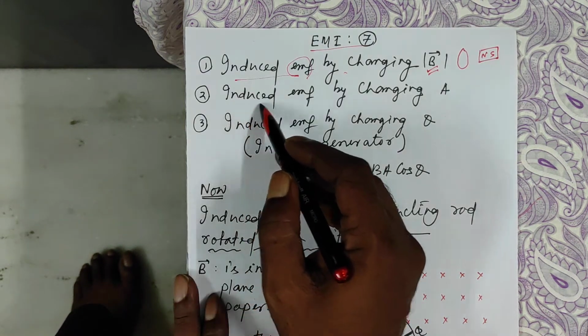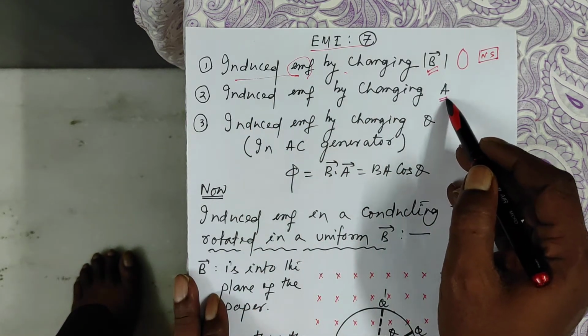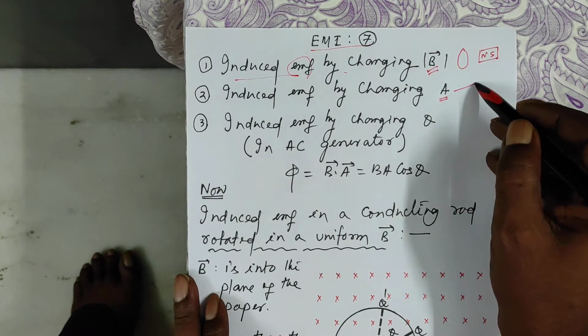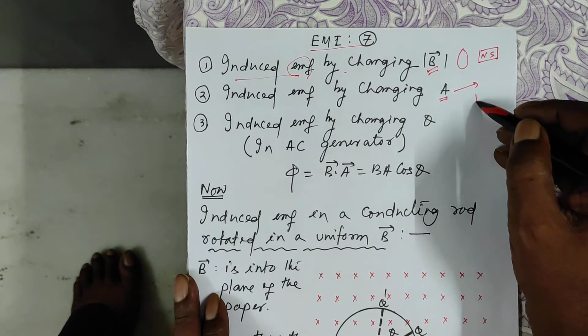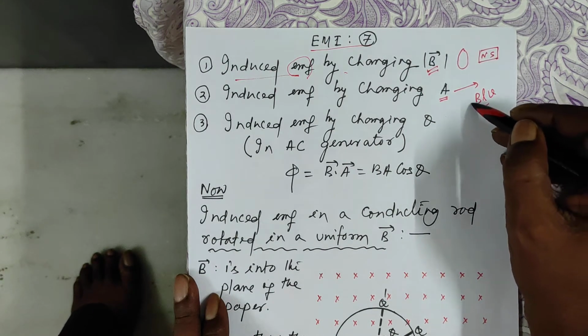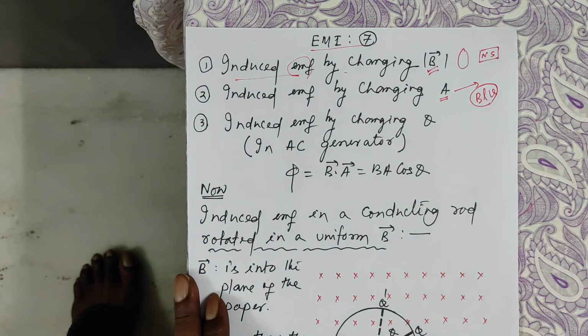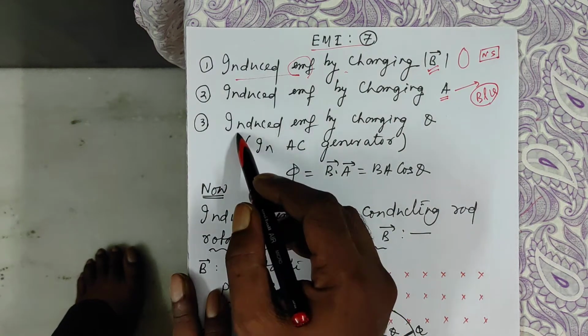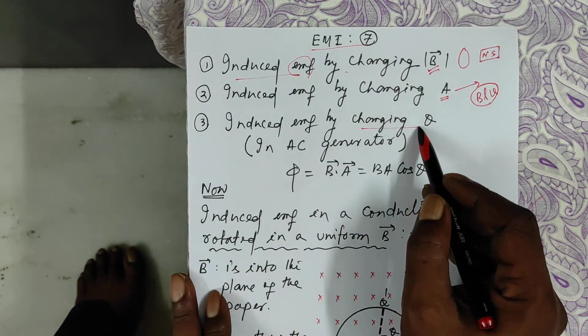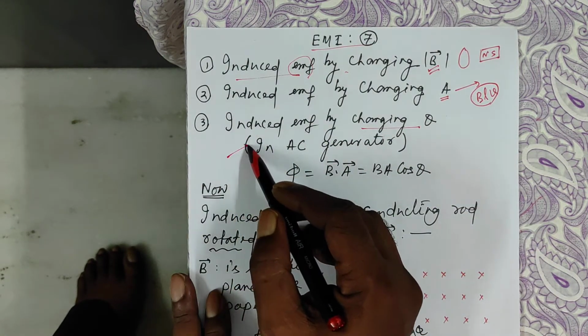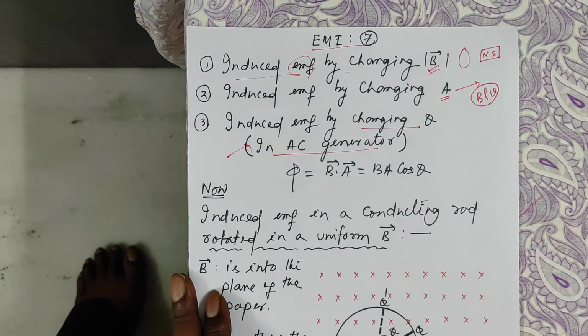And we also saw the induced EMF by changing area in previous lessons. And the EMF was equal to BLV. It depends how the conductor moves, not always that. Then the third one, induced EMF by changing theta. This we will do in the AC generator in a different chapter called alternating current.